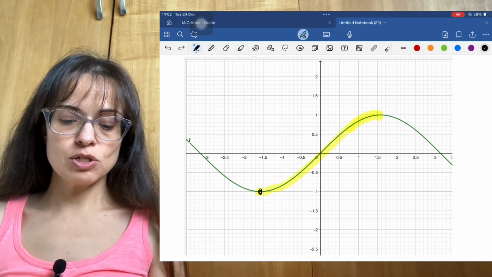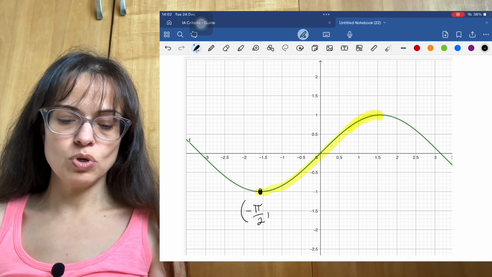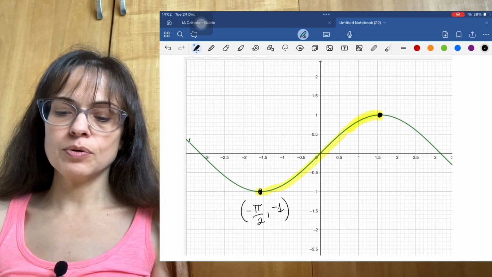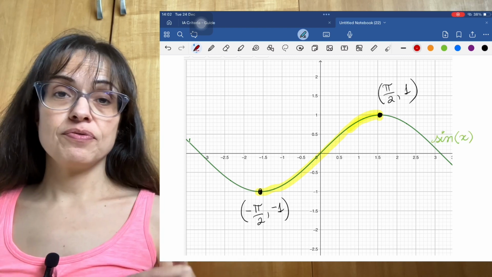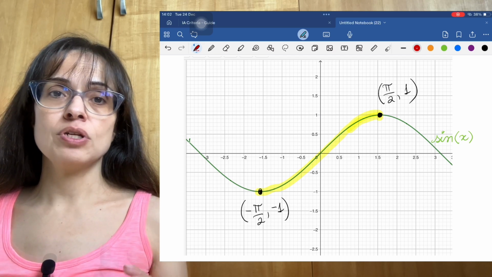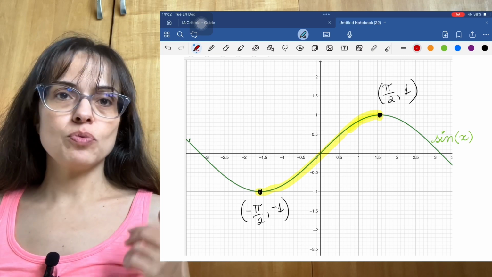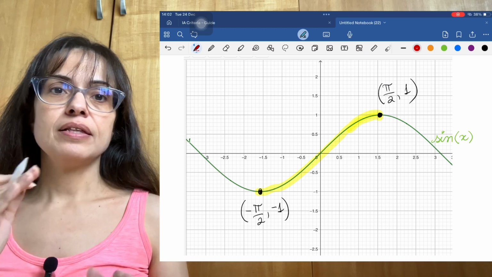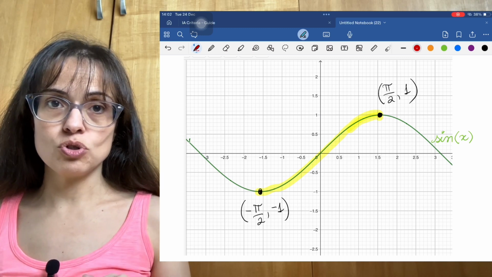It goes from this local minimum here, which is minus pi over 2 and minus 1, to that local maximum up there, which is pi over 2 and 1. That's for the function sine of x. And then when we do the inverse function, we are going to change the domain and the range. So instead of the range being from -1 to 1, like the sine function is, that's going to be the domain of the inverse function from -1 to 1.